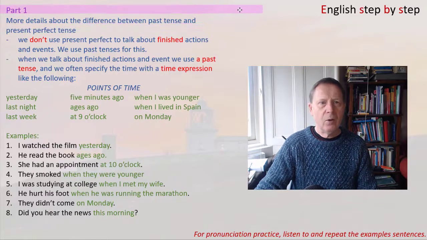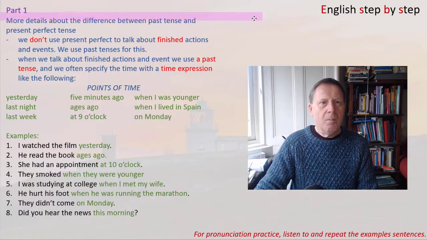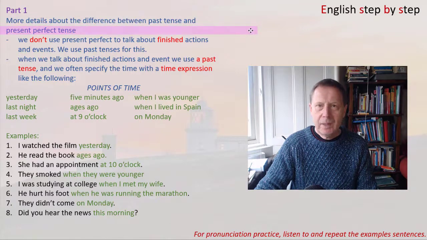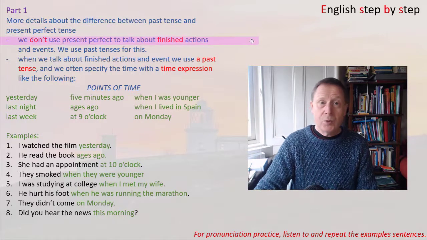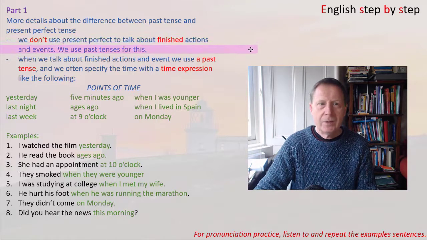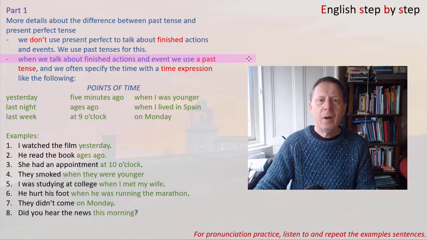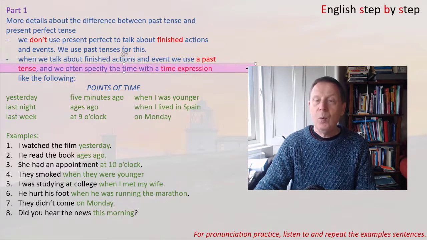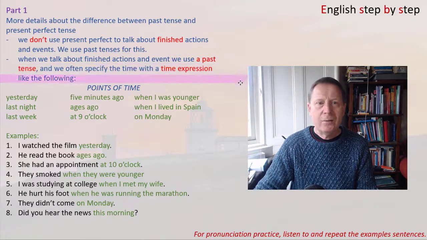Let's continue our look at present perfect and past tenses. More details about the difference between past tense and present perfect tense. We don't use present perfect to talk about finished actions and events. We use past tenses for this. When we talk about finished actions and events, we use a past tense, and we often specify the time with a time expression like the following.